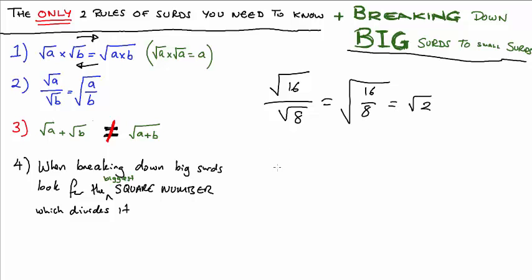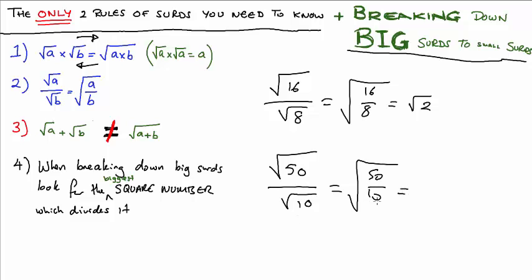Hopefully that makes sense. Square root of 50 over square root of, let's say, 10. What do you think that's going to be? It's simple. Just the top divided by the bottom. 50 divided by 10 is 5. Square root of 5. Do this in the calculator: square root of 50 divided by square root of 10. Yeah, it's going to give you that.